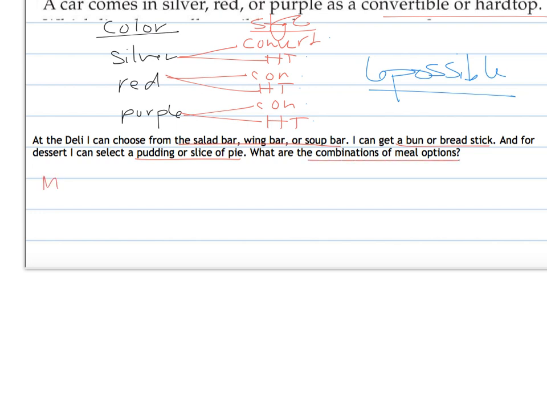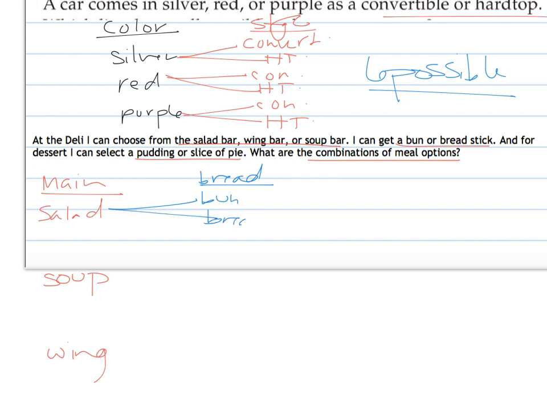So I start with maybe my main course is one option, and that's salad. I forgot, I'll put soup next, and then wing. Did that out of order. After I pick my main dish, I also get to pick a bread option. So with the salad, if I pick salad, I could still get a bun, and I could still get a breadstick. Soup, I could get a bun and a breadstick.